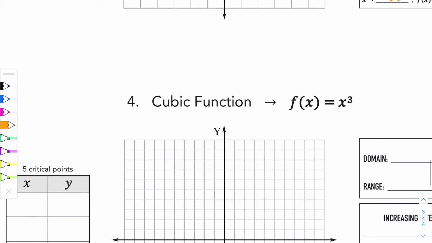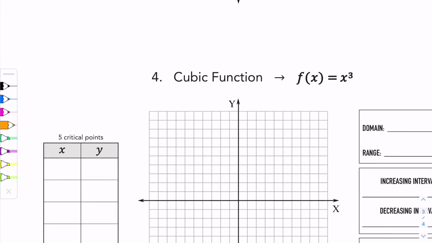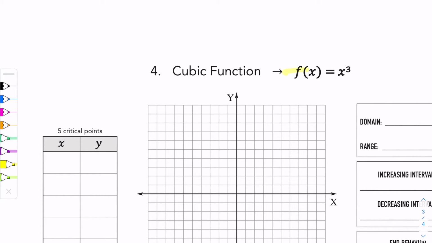The fourth and last graph that we're actually testing points for is going to be a cubic function. And then the last two graphs, we're just going to talk about what they look like. A cubic function is f of x is equal to x cubed. Test the same 5 critical values, or x values, of -2, -1, 0, 1, and 2. We're testing these in the function of x cubed.